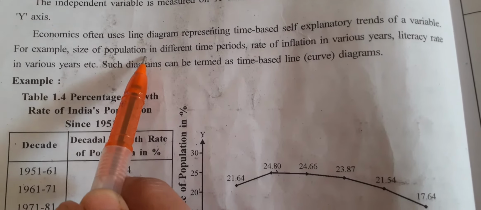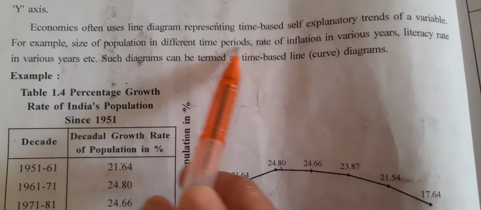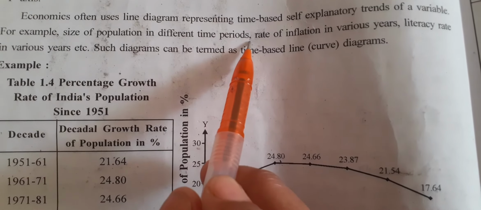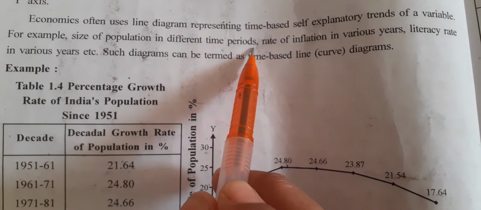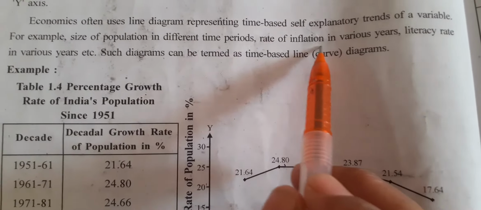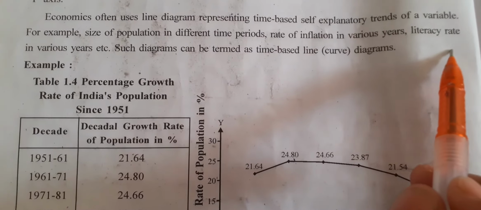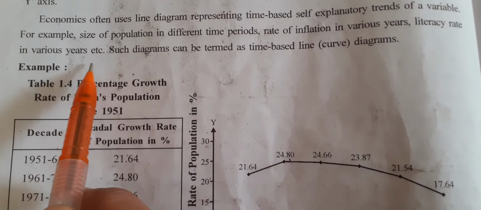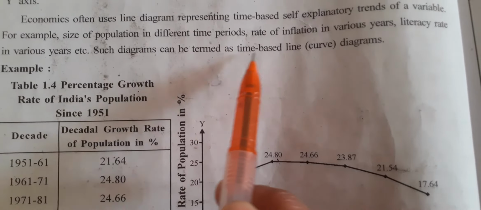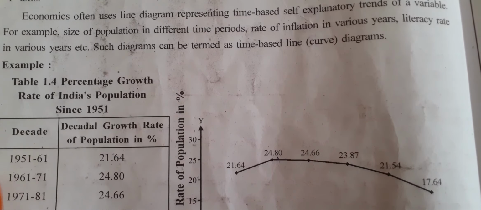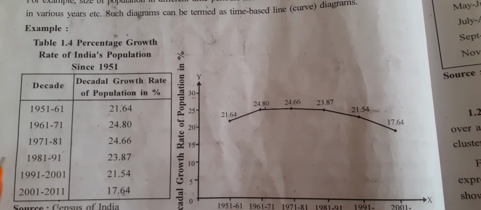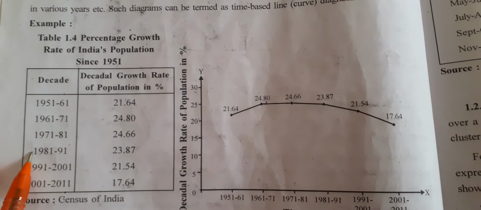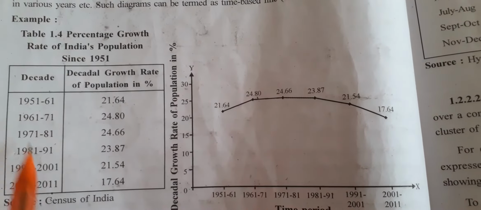Size of population in different time periods, national income in different time periods, GDP for different time periods, rate of inflation in various years, literacy rate in various years. Such diagrams can be termed as time based. Why time based? Because different years, that is, time, are there. So that is why it is known as time based. Clear, students? So this is what you can write.